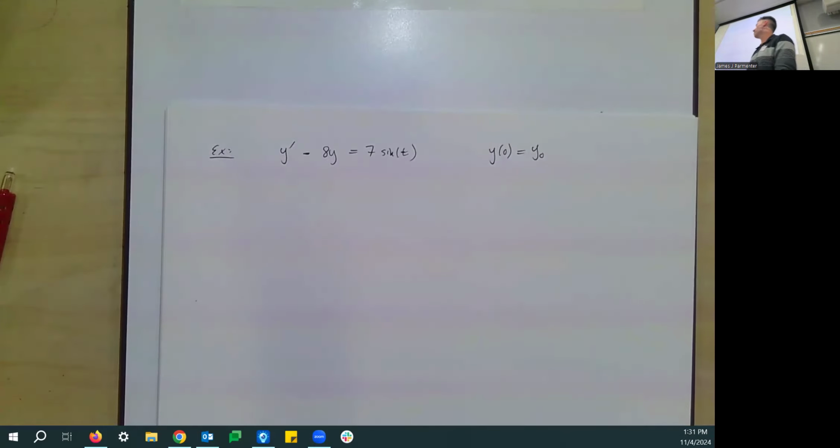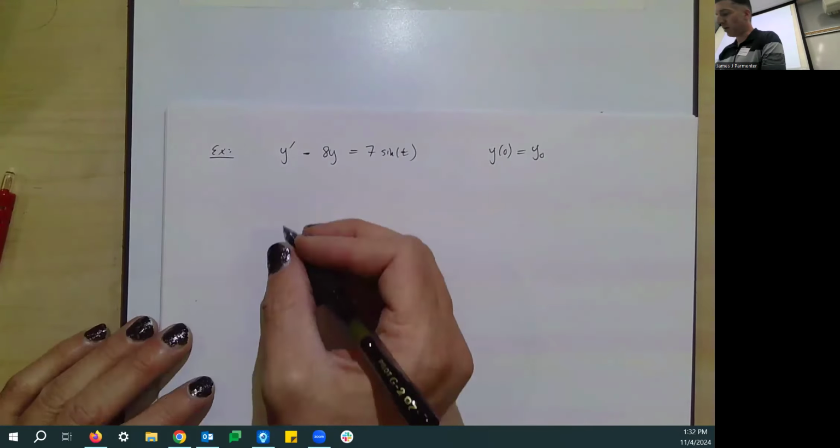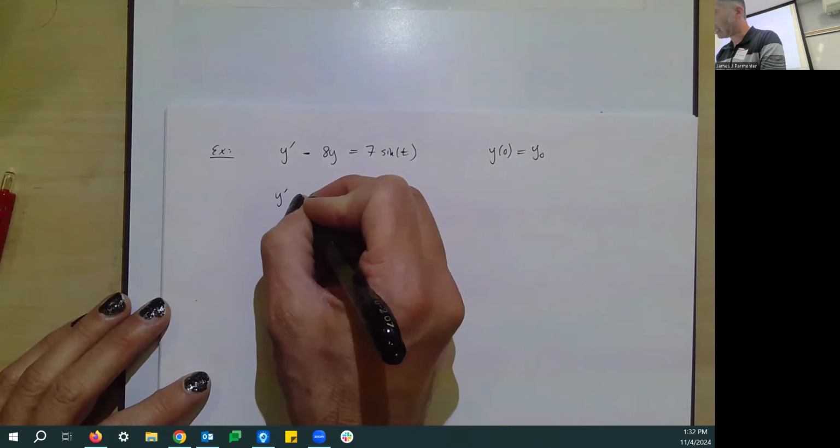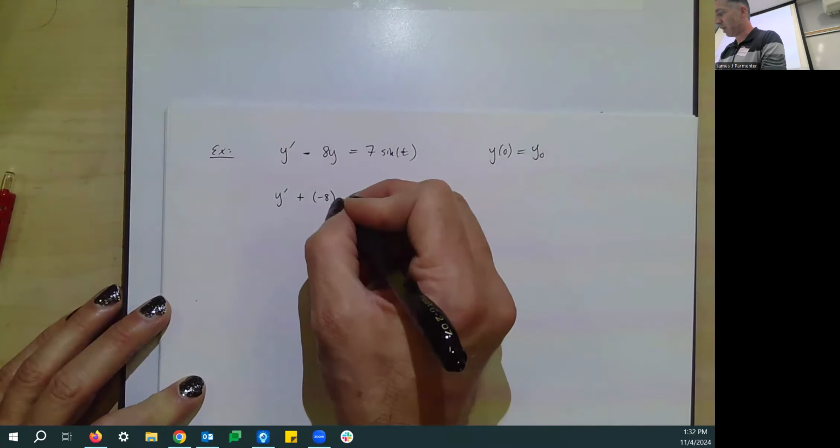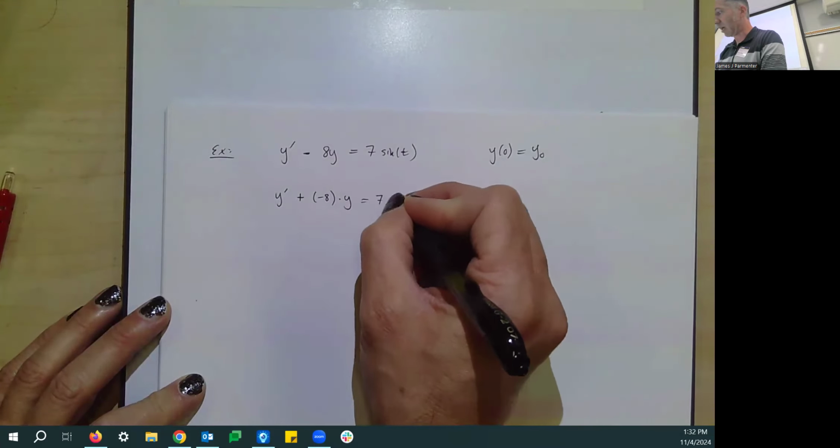Okay. So this one's already written in the standard format, meaning y prime is by itself. You've got some function of your variable times y, not a very interesting function times y, but still something times y, equal to some other function of t. So this is where it's easy to make a mistake. You really want to think of this as y prime plus some function of t, even if it's a constant, times y equal to 7 times sine of t.